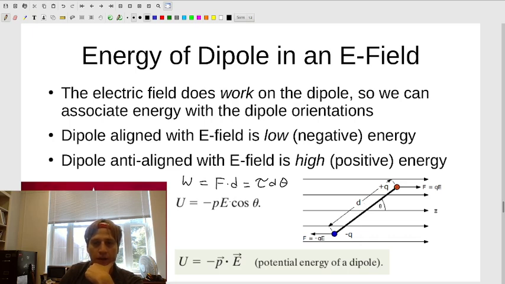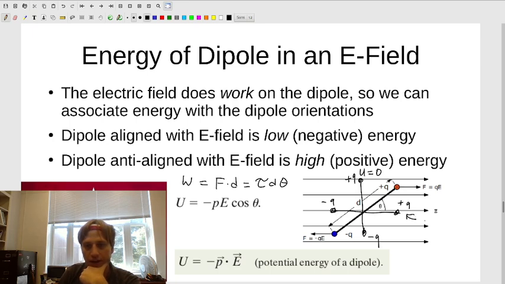So when you look at this expression, what it's trying to say is that when I have my plus q minus q like this, that's my 0 energy. When I have my plus q minus q like this, that has an energy of minus pE.